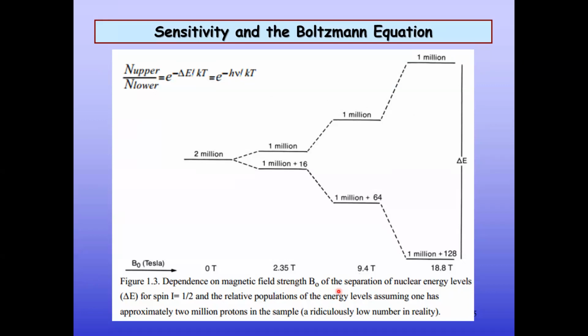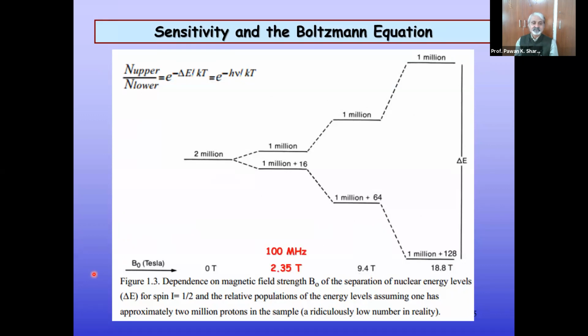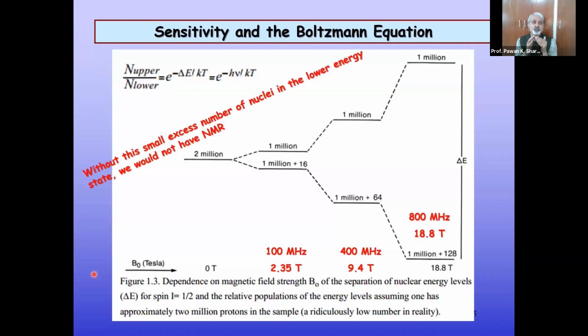If we go to 9.4 Tesla, then we have 64 nuclei in the lower energy state. If we go to 18.8 Tesla, then we have 128 nuclei. So at 100 megahertz or 2.35 Tesla, 16 nuclei. At 400 megahertz or 9.4 Tesla, 64 nuclei. And at 800 megahertz or 18.8 Tesla, 128 nuclei. So there's a very, very small excess number of nuclei in the lower energy state, and it is only this small population difference that is giving us the phenomenon of NMR.